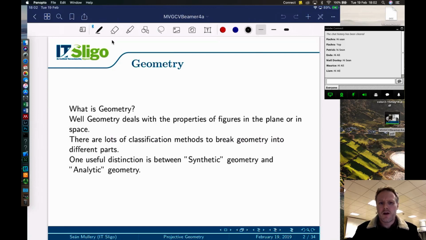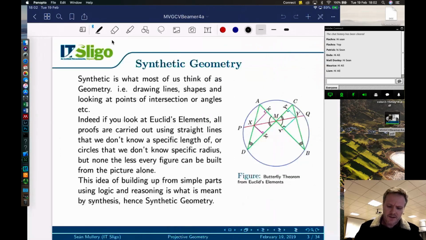So there are lots of classification methods to break geometry down into different parts for deciding which part of geometry you're working in. But one distinction that I found quite useful when I was trying to come up with something for these lectures was the idea of synthetic geometry and analytic geometry, and I'm going to go through an explanation of what those are so that you get a sense of where we are.